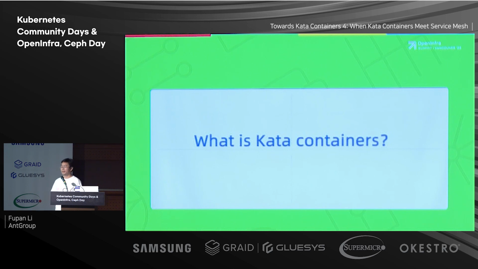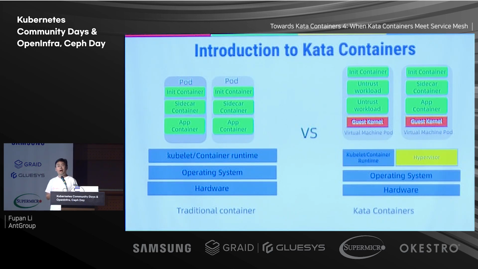Now, first, what is Kata Containers? Before I talk about what Kata Containers is, let's introduce the traditional container, the runC container. As we all know, the runC container uses some of the Linux kernel's virtualization infrastructure to isolate resources, such as the IPC namespace and PID namespace, and some cgroup mechanisms to constrain the resources the containers use. But all of the containers in runC share the same kernel and the same resources in the system.